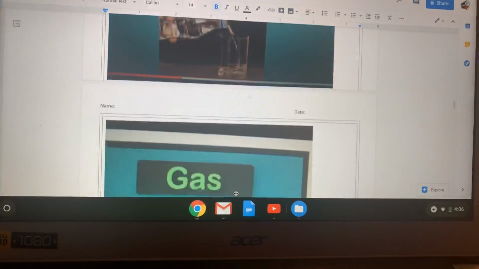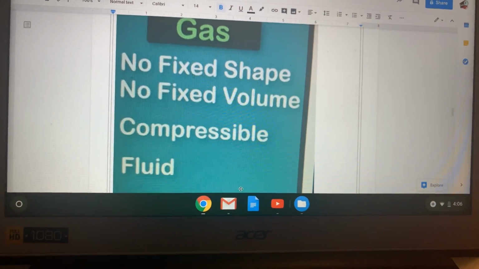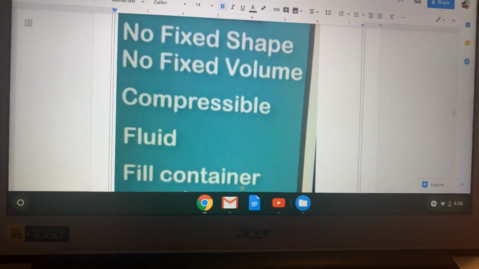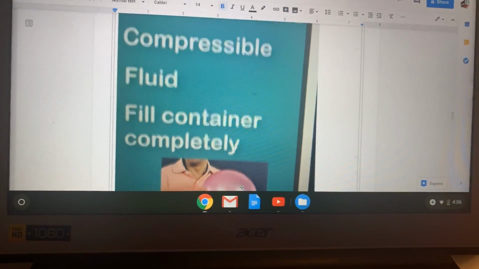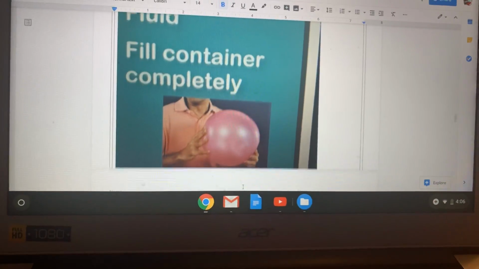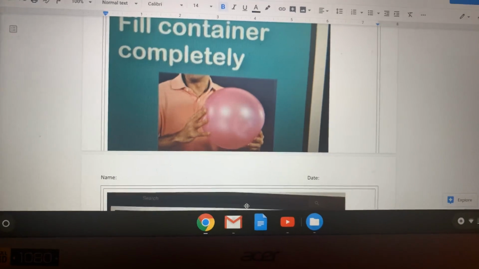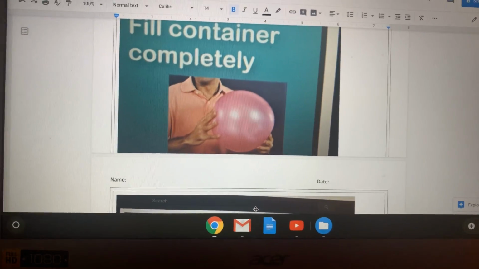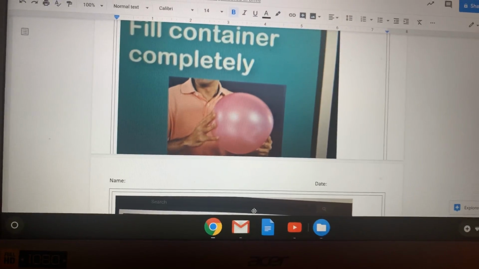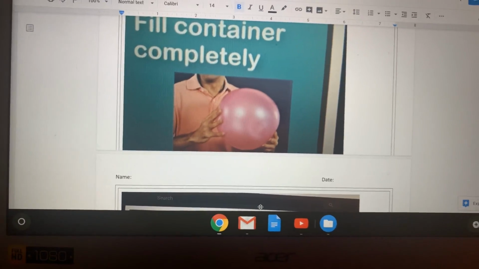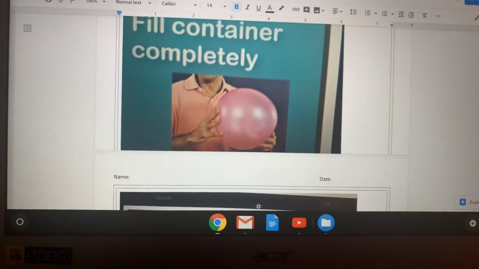Now we're moving into our gas. So for gases, there is no fixed shape and no fixed volume. It is compressible, it can have a fluid flow, and it will fill the container completely. So this gentleman here has a balloon which has been filled with gas, and as you can see, it is filling the container, taking the shape of the balloon based on the gas that is being put in.